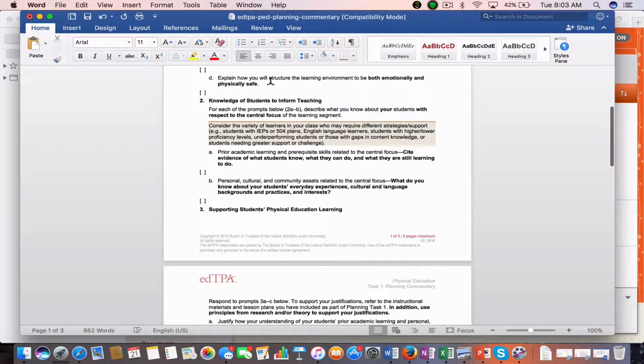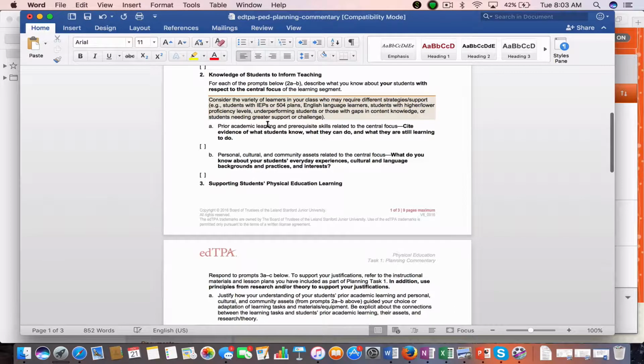Then you're going to have another question here for phys ed. How are you going to structure the learning environment to be both emotionally and physically safe? So that would be, how are you going to make sure that the gym is physically safe and also that students aren't bullying each other, teasing each other. It's a safe space.